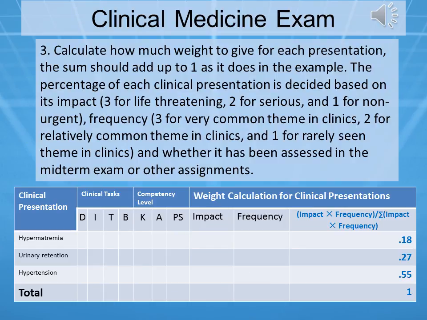The third step is to calculate the weight for clinical presentations. This involves impact and frequency. Take some time to read very closely the instructions at the beginning of this section.